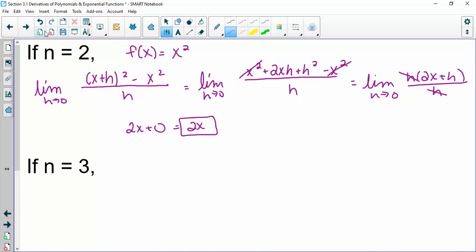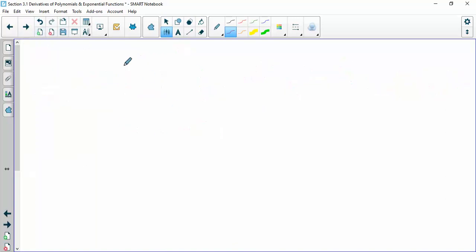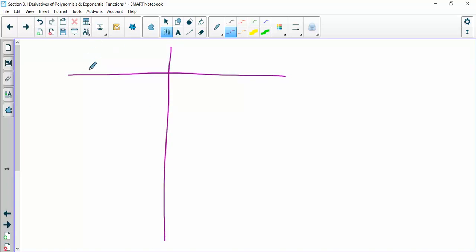So here's what we have so far. Here's my function, and there's the derivative. We know that if the function is x, the derivative is 1. If the function is x squared, the derivative is 2x. Let's work out some more.